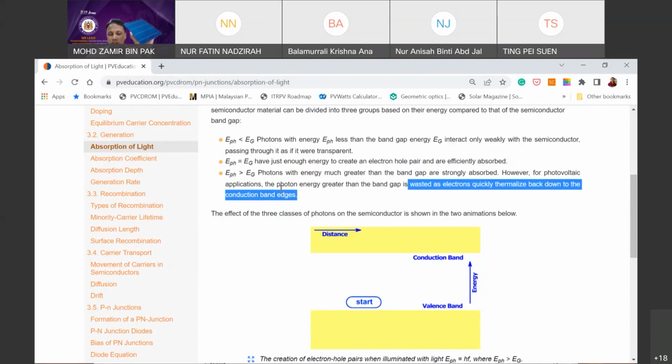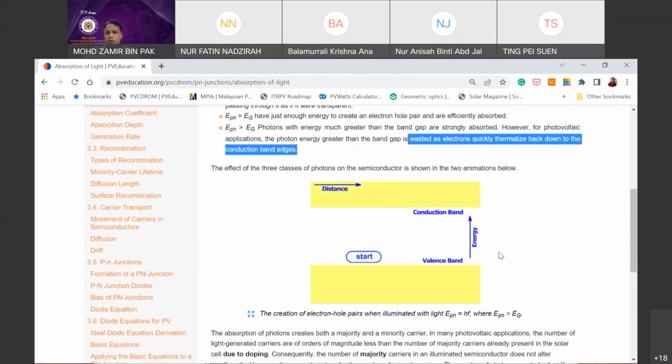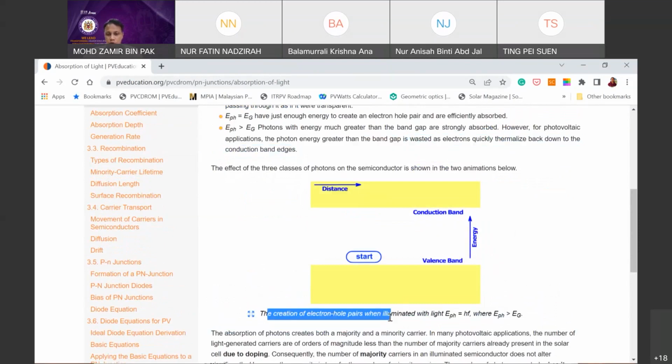So let's see these three examples in the animation before we finish off the class for today. And you can just come to this website and play for yourself. So the creation of electron hole pairs when illuminated with EPH less than EG, or equal to EG, or more than EG, right? Case number one. Let's see.